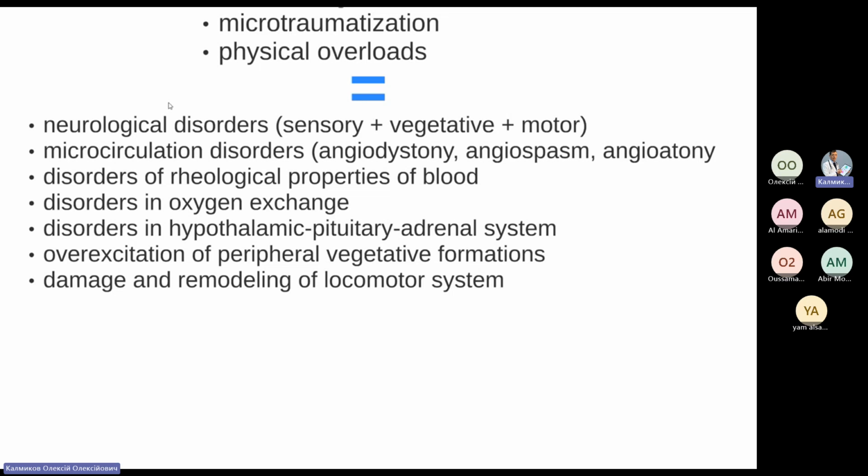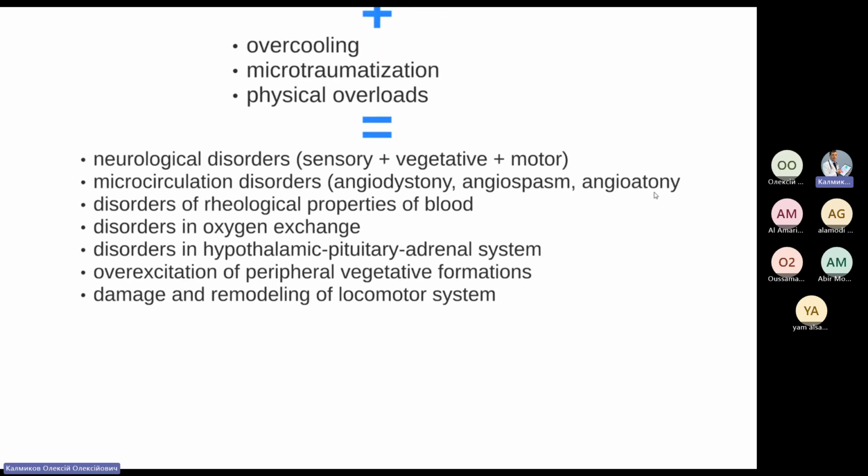Microcirculation disorders may be manifested in form of angiodystony, angiospasm, and angioatony.